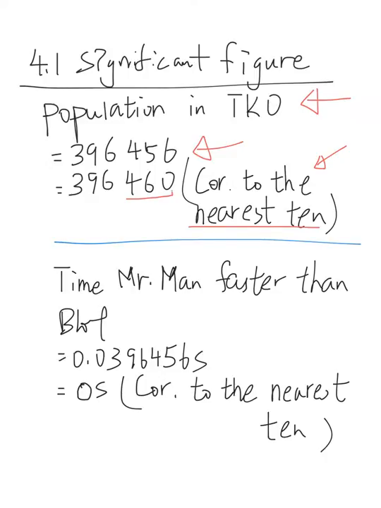Another situation is the time that Mr. Man runs faster than Bolt, which is about 0.0396456 seconds. If we use the same approximation method, correcting to the nearest 10, it turns out that because the difference between Mr. Man and Bolt is very, very small, it becomes not a good approximation, which is only 0 seconds, which is not good.